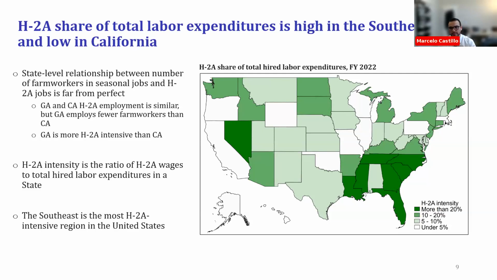And on the right, we are mapping H2A intensity by state, where we measure intensity as the ratio of H2A wages to total labor expenditures. The map shows that Georgia's H2A intensity was greater than 20%, while it was less than 5% for California. A pattern that jumps out on this map, and it's fairly obvious, is that states in the Southeast use H2A labor more intensively than nearly every other state. So the Southeast is pretty H2A intensive.